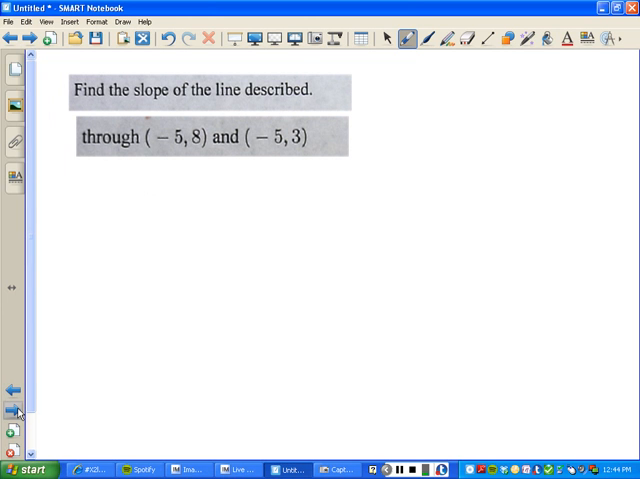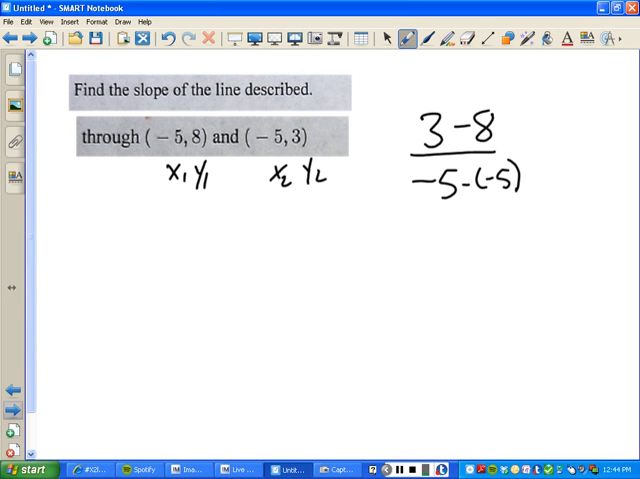Here you've got the same idea, x1, y1, x2, y2. So you have 3 minus 8 over negative 5 minus negative 5. Negative and negative become positive. So this is negative 5 over 0, right? Now what do you put? Do not put negative 5 over 0.